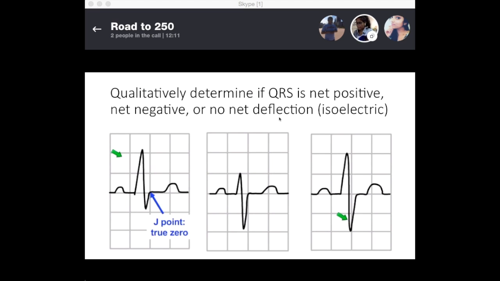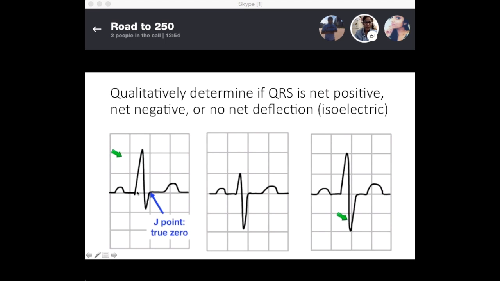We can determine whether the deflection is positive or negative by looking at how much is upward minus the downward, in layman's terms. Looking at the first ECG tracing on your left, the J point is going to be considered isoelectric, or the 0 point. From there, you determine how much of the deflection is above that and how much is below that.